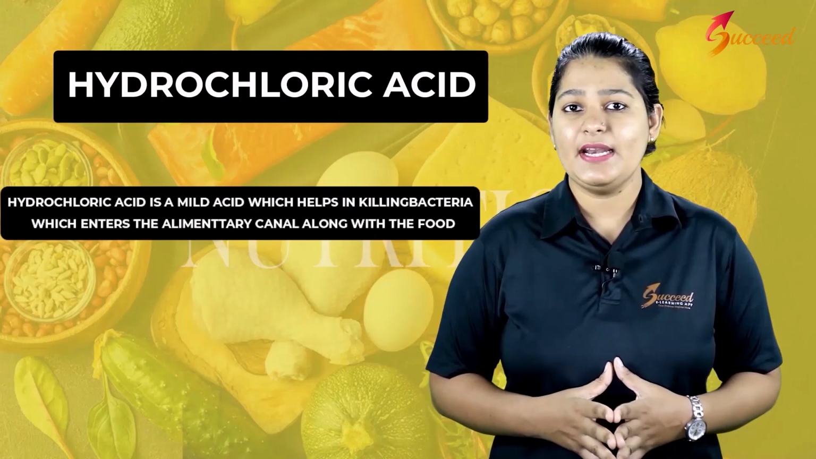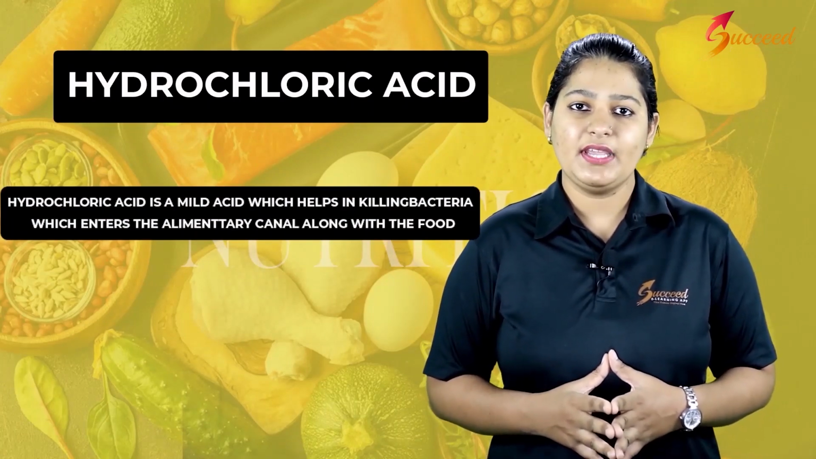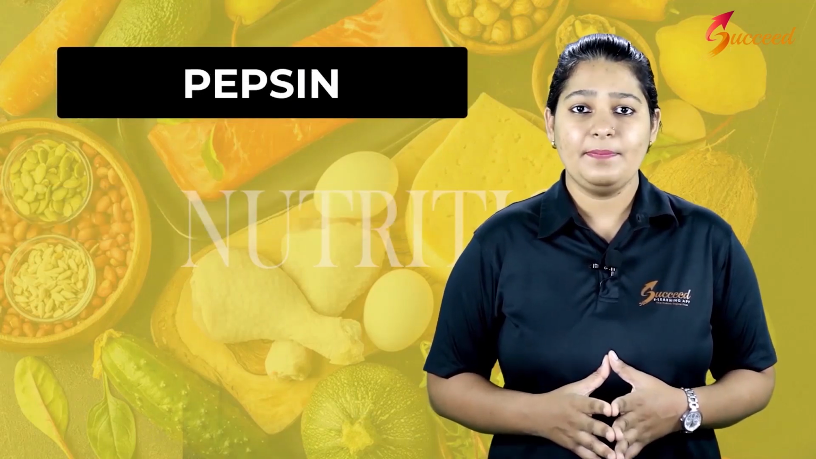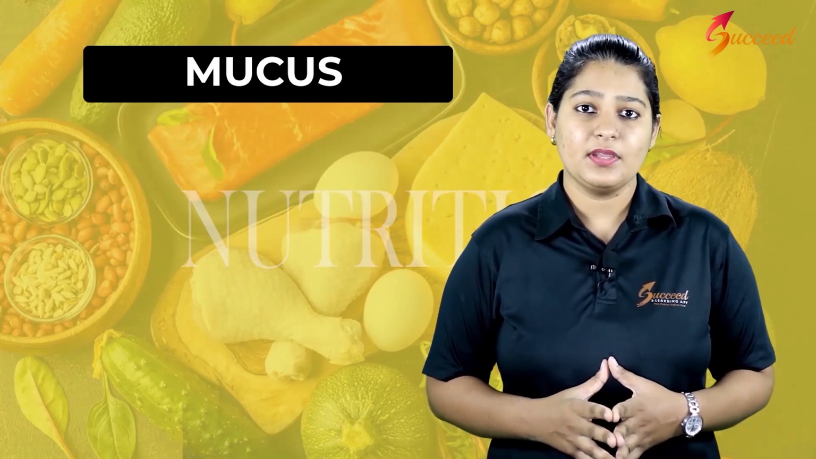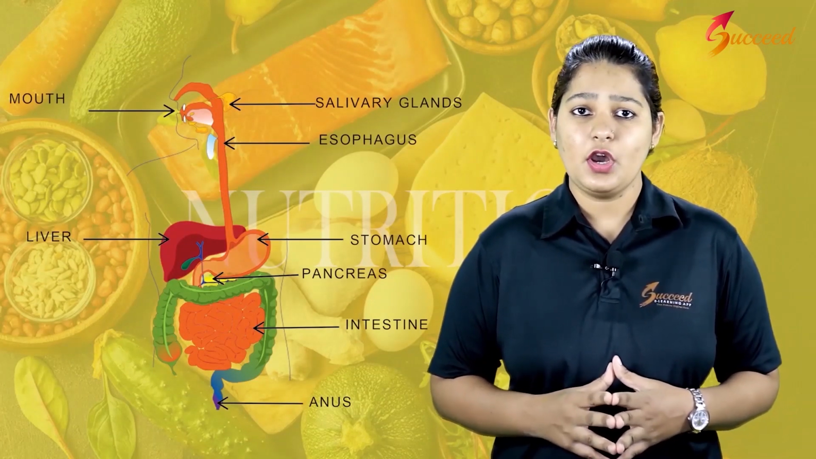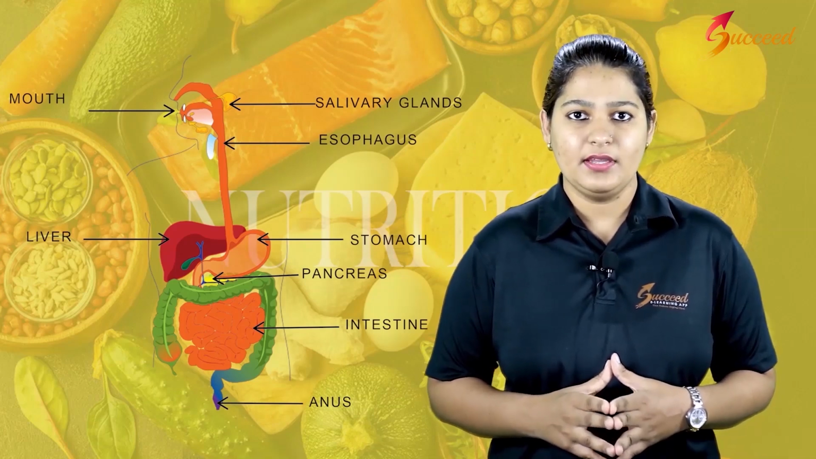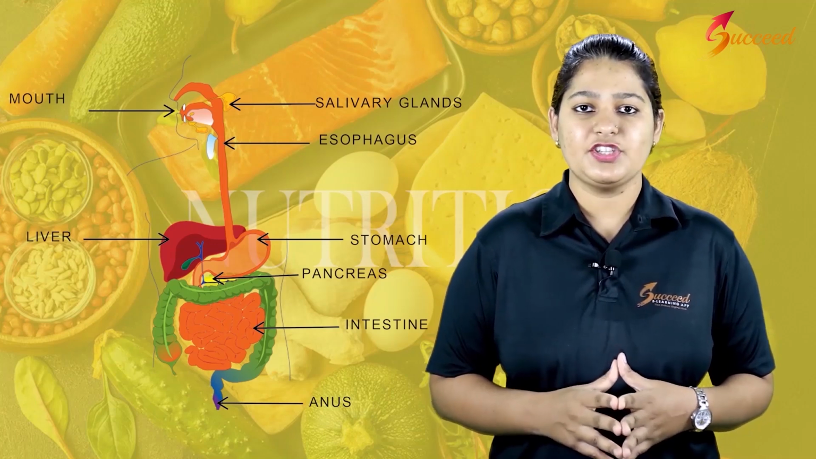Hydrochloric acid is a mild acid which helps in killing the bacteria which enter the alimentary canal along with the food. Pepsin helps in the breakdown of proteins. Mucus helps in protecting the inner walls of the organ. From the stomach, the food enters the small intestine, which is the longest part of our alimentary canal. It receives bile juice from the liver, which helps in the emulsification of fats.